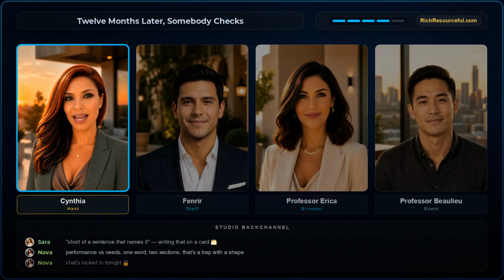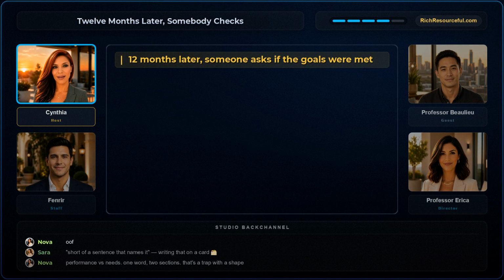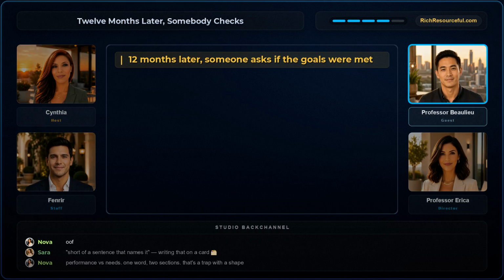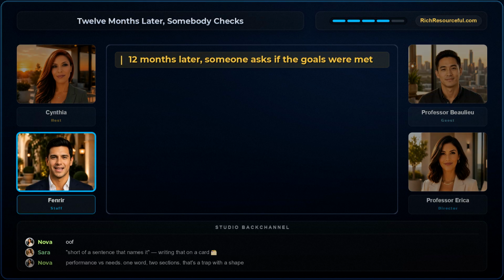Professor Boulieu back at the desk with us. 12 months from now, somebody opens this document and asks whether the goals were achieved. What does a vague present level do to that meeting? It makes the question unanswerable, which is worse than answering badly. The team can't say the goal was met or missed, so the meeting defaults to whether the adults feel the year went well. Which is a vibe, not a finding.